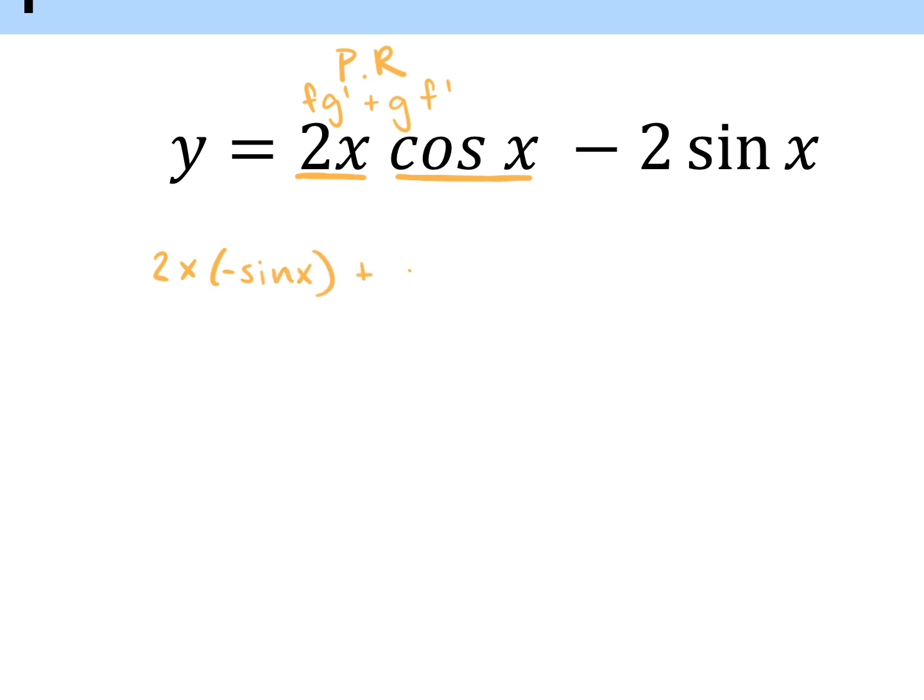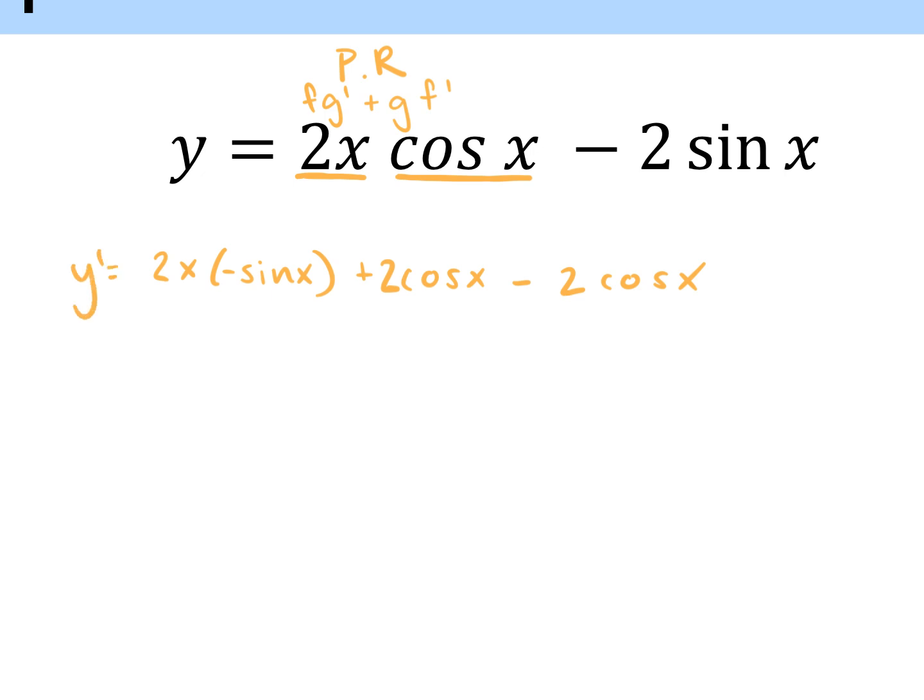plus the second, cosine of x, times the derivative of the first. What's the derivative of 2x? 2. So I'll put that 2 as a coefficient there. Minus 2 times the sine of x. Oh, just kidding. I didn't even take the derivative of that one yet. What's the derivative of sine of x? Cosine x. Awesome. So that coefficient, that negative 2, just stays out front, and it would be cosine of x.